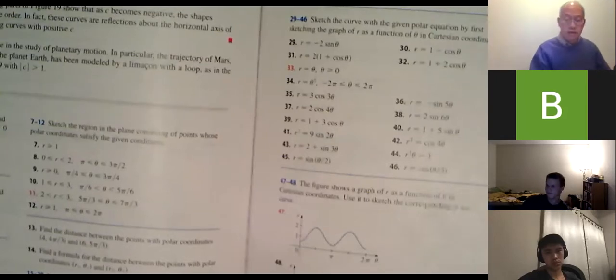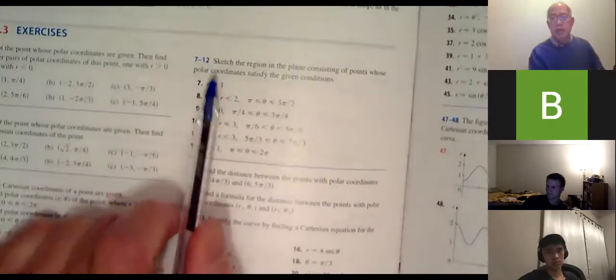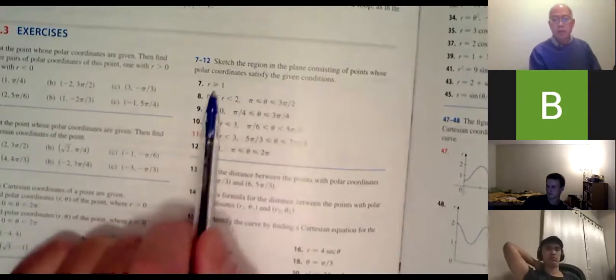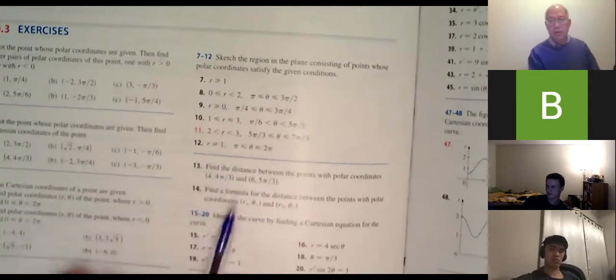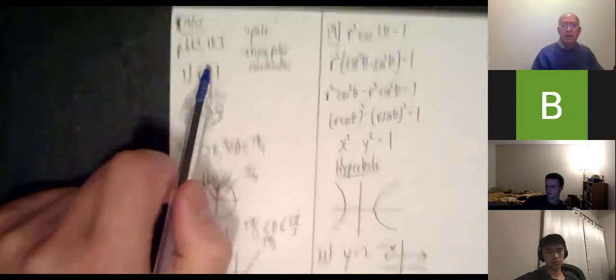Okay, so we have some questions involving sketching the region in a plane consisting of the points whose polar coordinates satisfy the given conditions. So what do these things look like? I think these match for the most part. R is greater than or equal to 1.